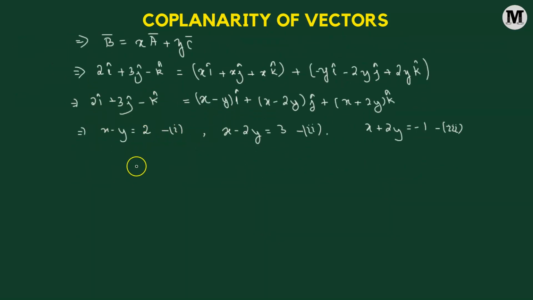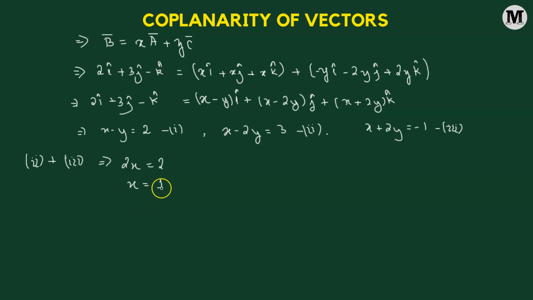Okay, so let us begin by taking equation 2. So let's take equation number 2 and add it with equation number 3. So we have x added to x, so that's going to give us 2 times x. Then we have negative 2y added to positive 2y, so that's 0. And on the right hand side, we have 3 minus 1, so that's 2. That's going to give us the value of x as 1.